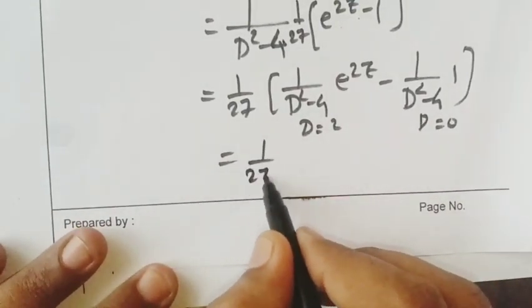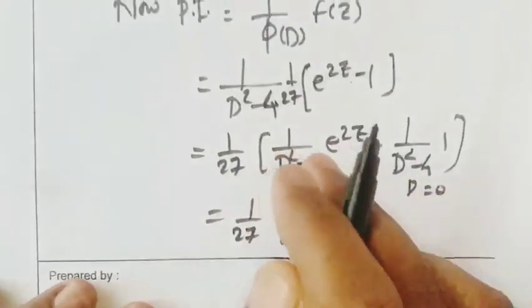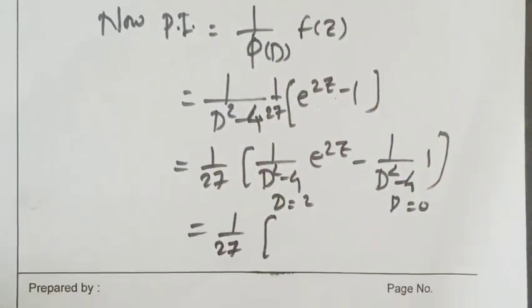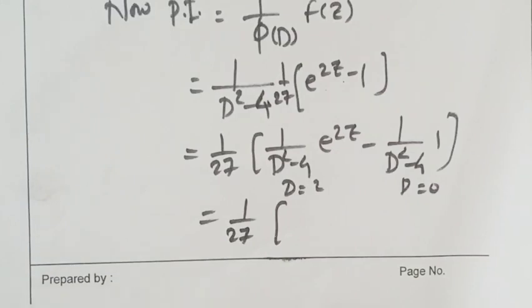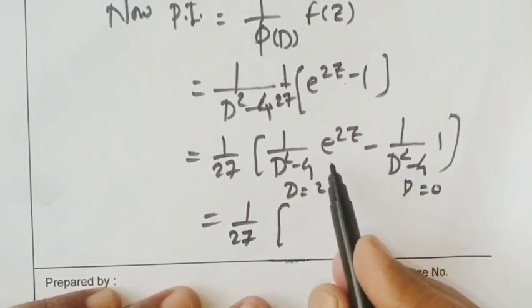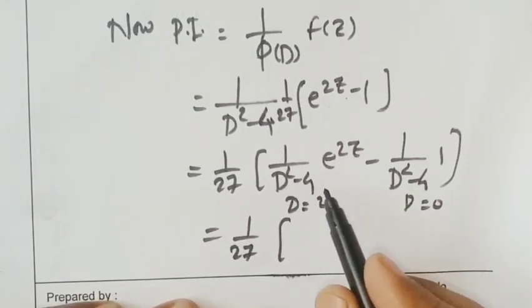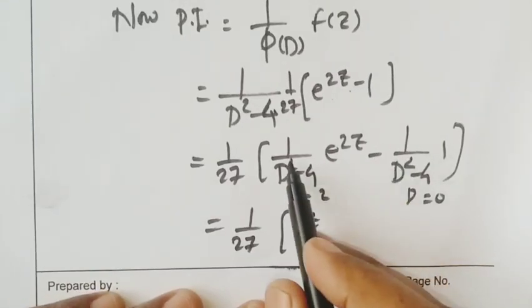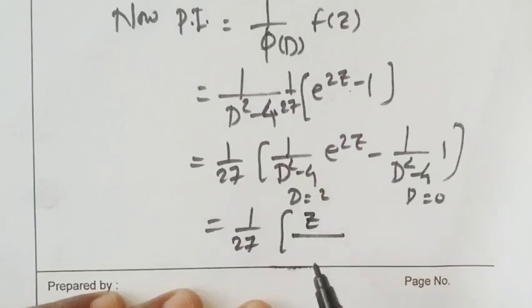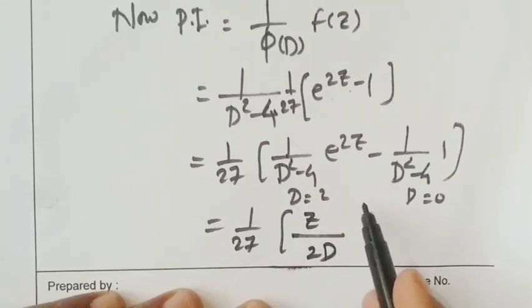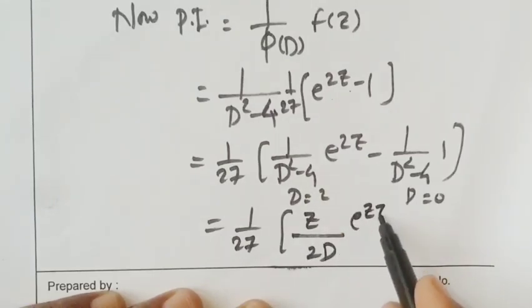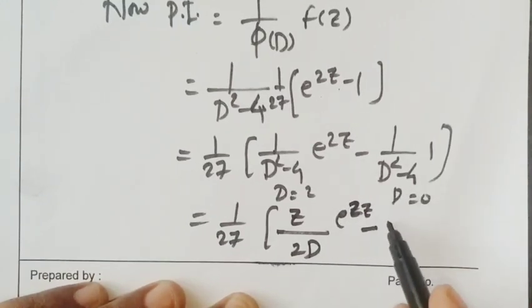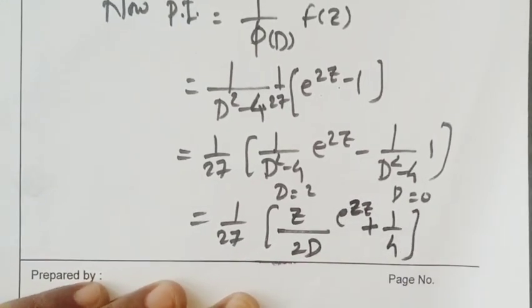So 1 by 27, by shortcut methods. Mostly we get a right hand side function such that shortcut methods are applicable in Cauchy's and Legendre's problem. Okay. So if you put D equal to 2 here, the case will fail. Therefore we'll multiply by z in the numerator. Differentiate this. The derivative will be 2D, 2z. This is the case of failure. Okay. Therefore here we'll get minus 1 by 4. So that will give us plus 1 by 4.